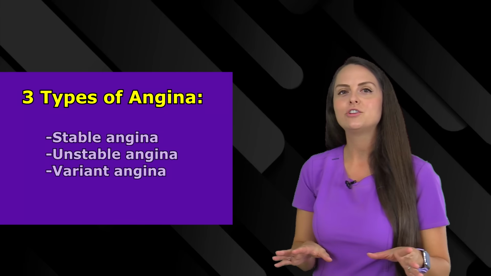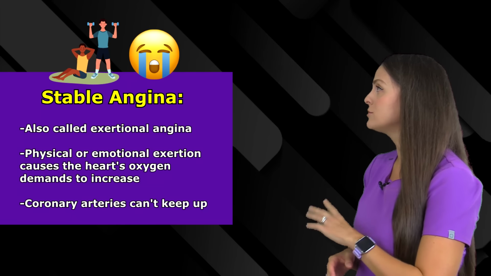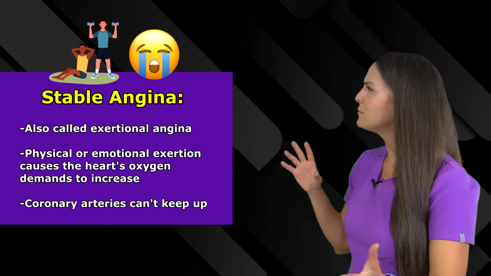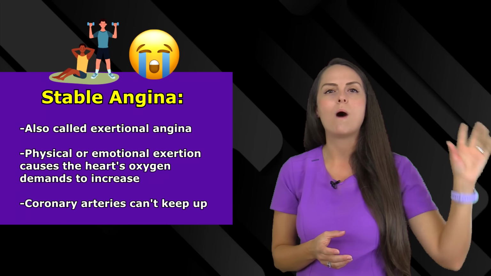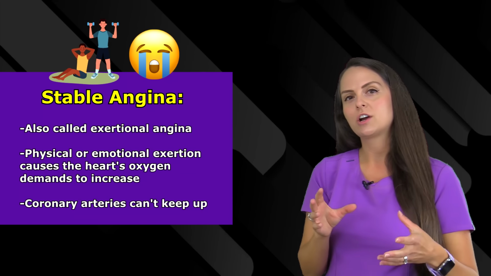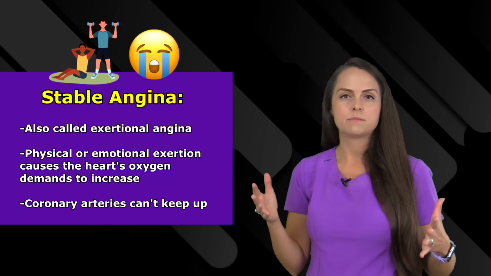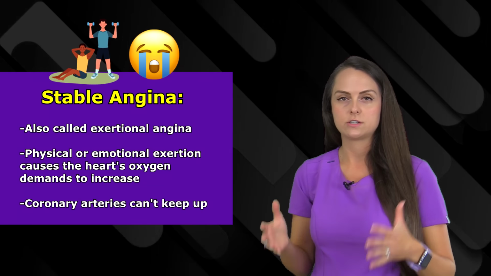So first, let's take a look at stable angina. This is also referred to as exertional angina. And to me, that's a little bit more of a fitting name because it tells me why this chest pain is occurring in the patient. This type of angina is occurring because there's exertion. And we're not only talking about physical exertion, but emotional exertion as well.